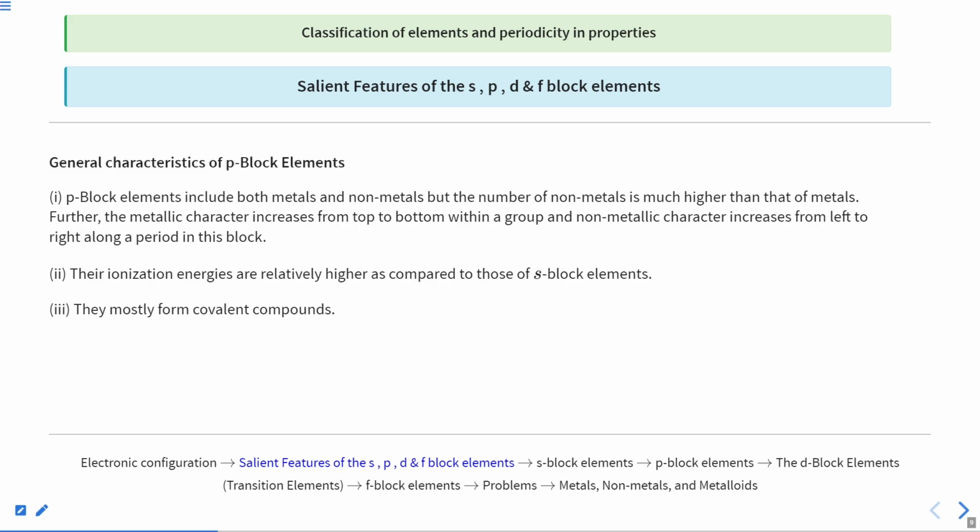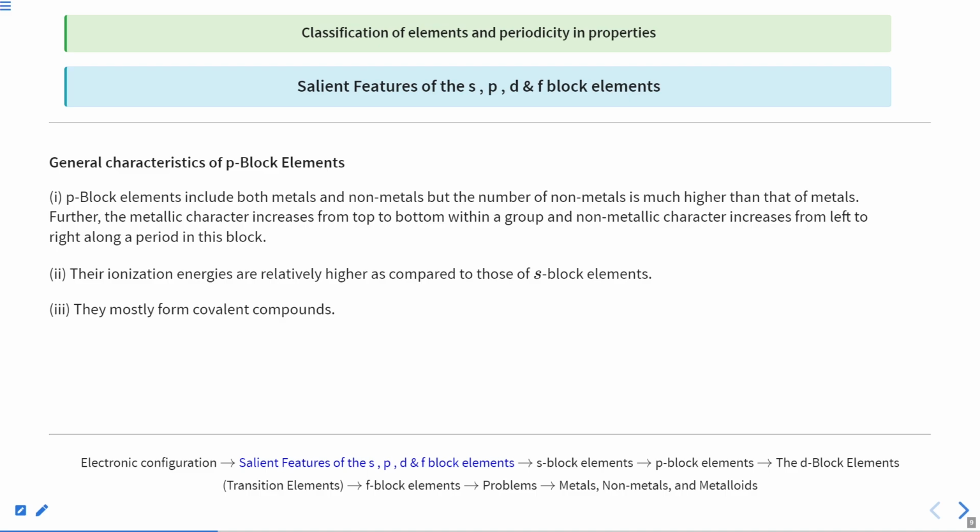Now let us move to P block elements. The P block elements include both metals and non-metals, and the number of non-metals is higher than the number of metals. Further, the metallic character increases from top to bottom. The non-metallic character increases from left to right, whereas the metallic character increases from top to bottom.